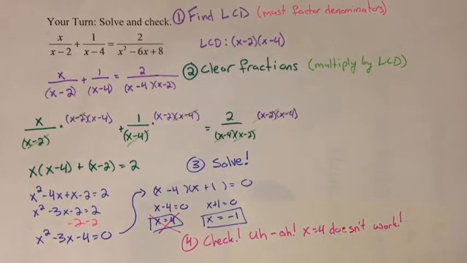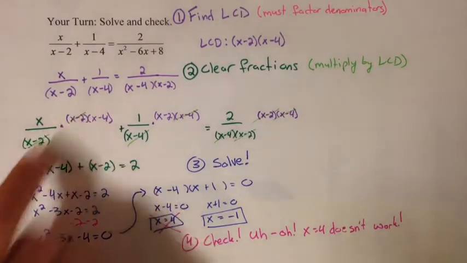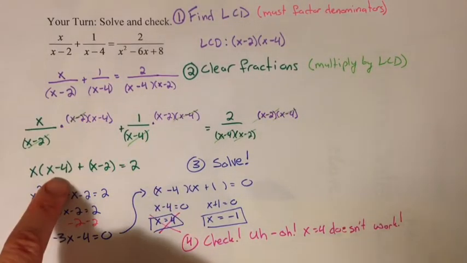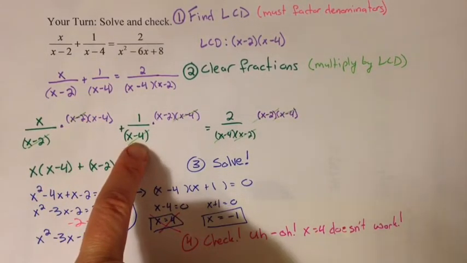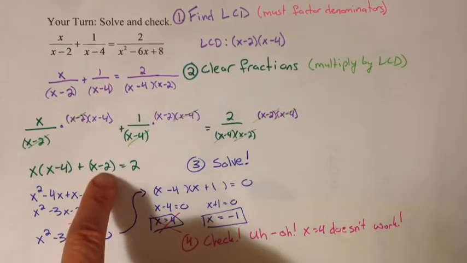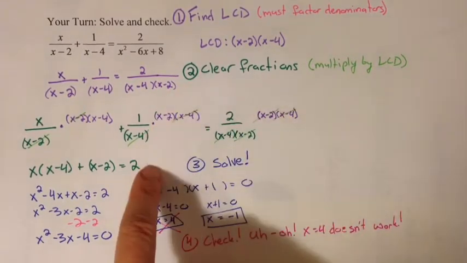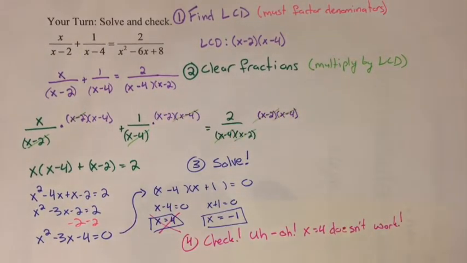My second step is to clear the fractions. I decided to do this by multiplying every term by the least common denominator. That caused the x minus 2 to cancel here, leaving an x times x minus 4. On my second term, it caused the x minus 4 to cancel, leaving me with a 1 times x minus 2. And on the right-hand side of the equation, everything canceled, and I was just left with the 2 from the original numerator. My third step is to solve the resulting equation.